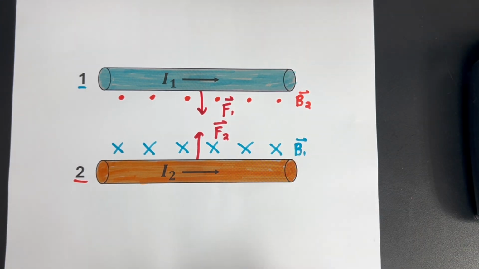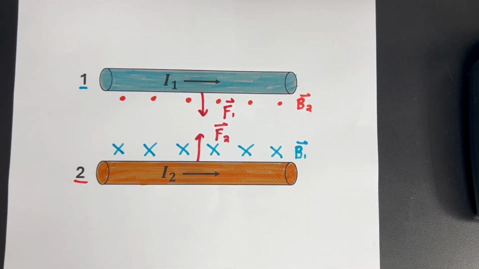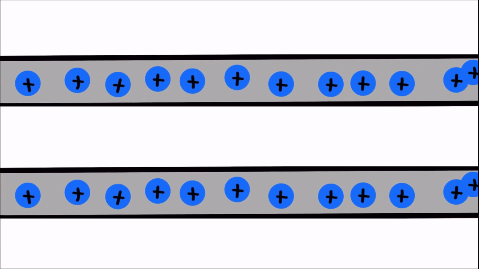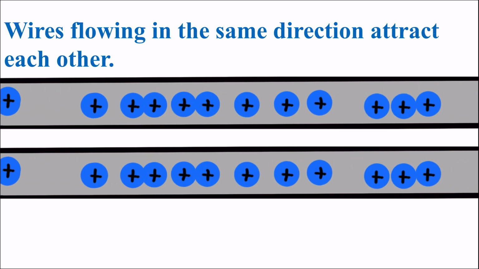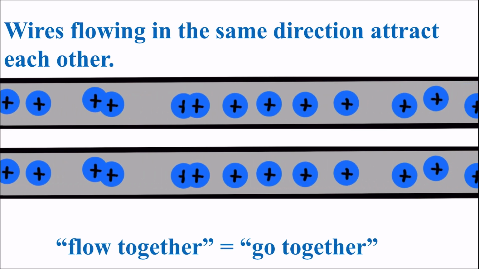So wire 1 experiences a downward force due to wire 2. Whenever two wires have current flowing in the same direction, the two wires will have attractive forces toward each other. So conducting wires that have current flowing in the same direction will attract each other, or another way of putting it, if they flow together, they go together.